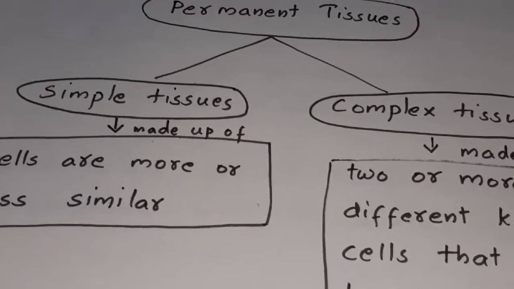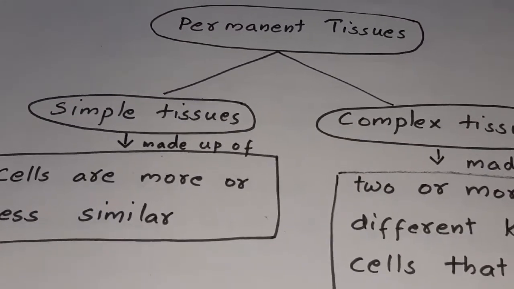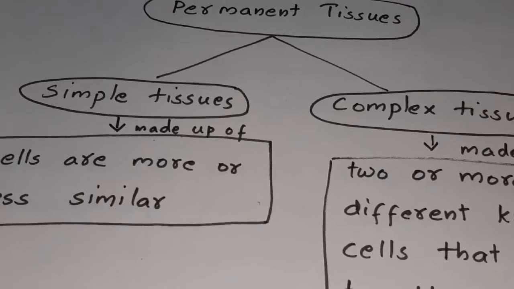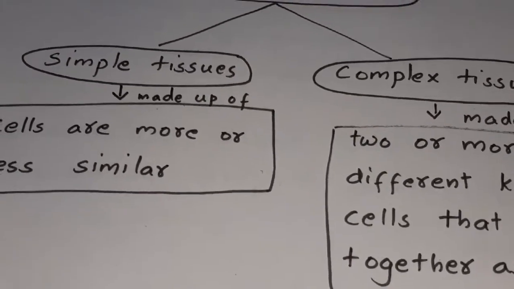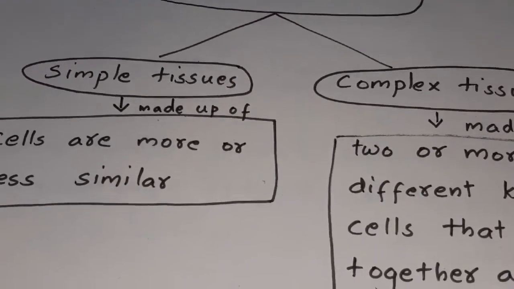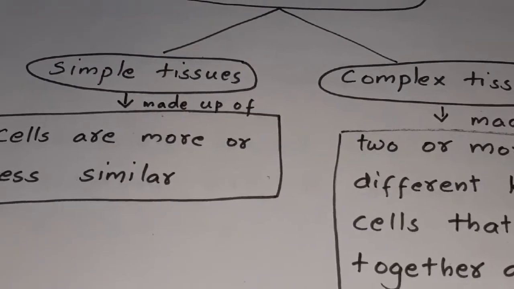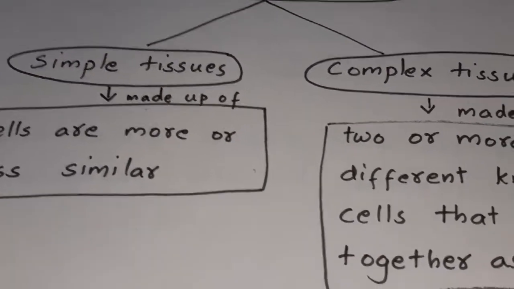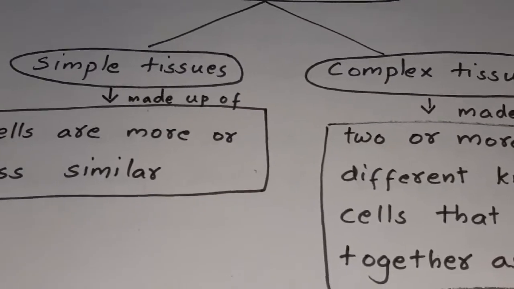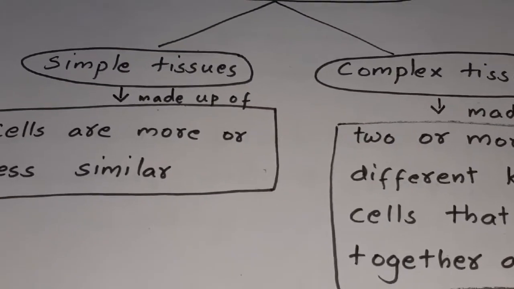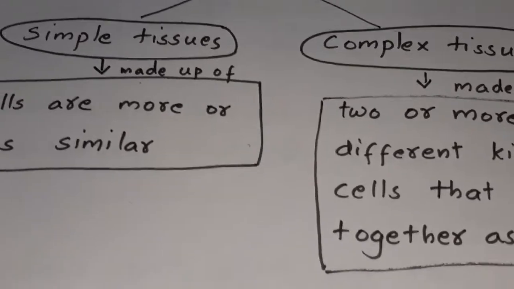Now, we will see the classification of permanent tissues. More details about permanent tissues. First, the permanent tissue is classified into two types. Two types of permanent tissues are there. They are known as simple tissues and complex tissues. Simple and complex. These are the two types of permanent tissues.